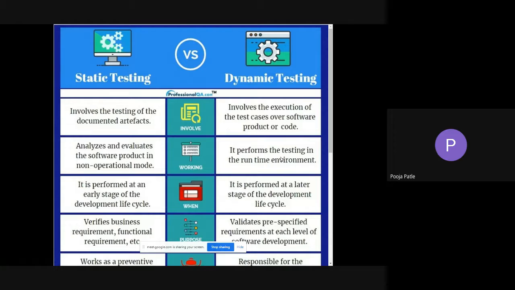In today's session, we'll see about static testing and dynamic testing in unit testing. In the software testing and quality assurance subject, unit testing is a concept in which static testing and dynamic testing are types of unit testing. Now, what is meant by static testing and what is meant by dynamic testing? We'll see the difference between them.